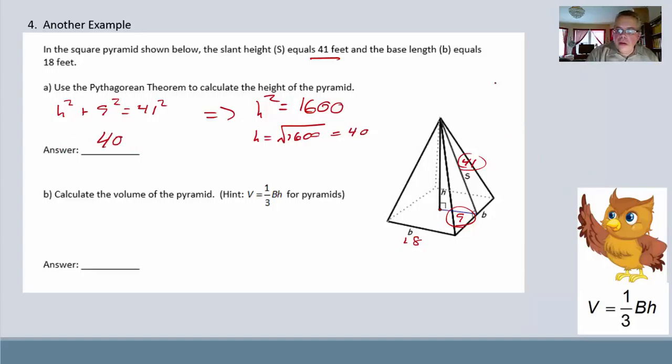Okay, we're kind of done with this, but I'll show you the triangle just in case it helps. So the slant height was 41. This segment down here at the bottom of the triangle was 9, and that was the height. And that's what we use the Pythagorean theorem on.